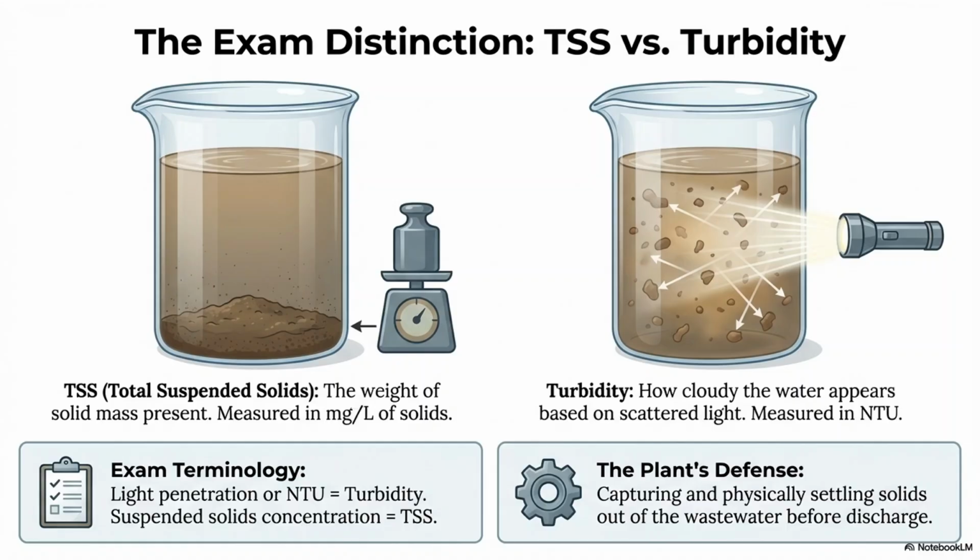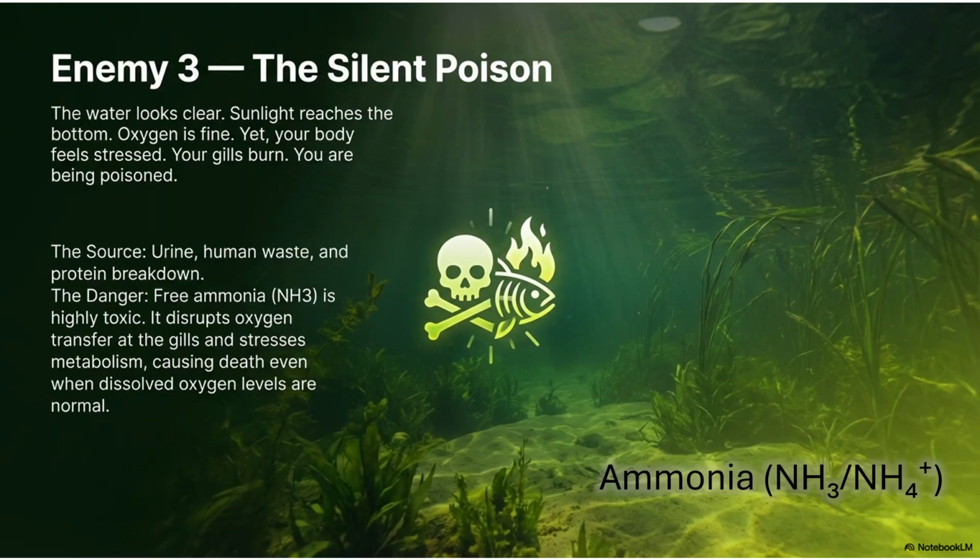And now we shift to the next invisible enemy. BOD steals oxygen, TSS blocks light and clogs gills. But the next one? It can look like nothing is wrong. Clear water, okay oxygen, and still your body feels poisoned. Let's talk about ammonia. Scene 3. Ammonia, the silent chemical stressor.